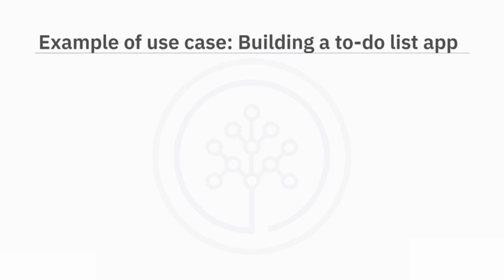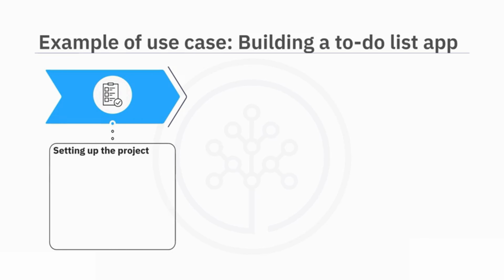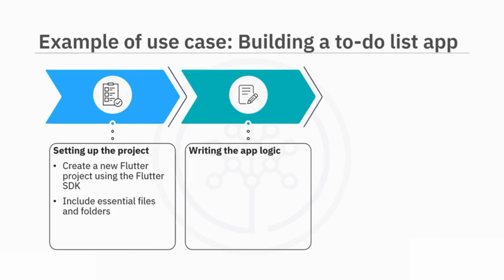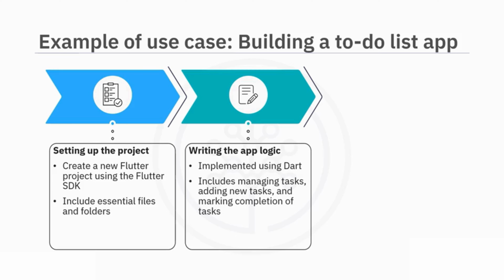Consider the example of building a to-do list application. As the first step, set up the project. This involves creating a new Flutter project using the Flutter SDK, which will include all the essential files and folders to start the project. Next, write the app logic. The core functionality of the app is implemented using Dart. This includes managing tasks, adding new tasks, and marking tasks as completed.